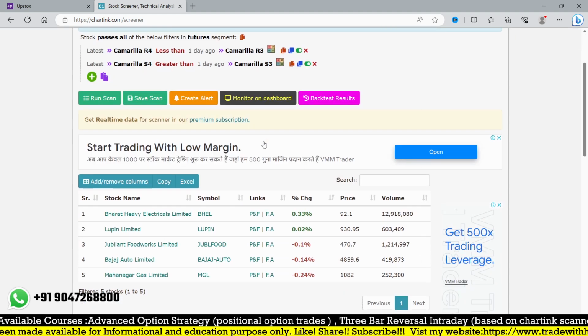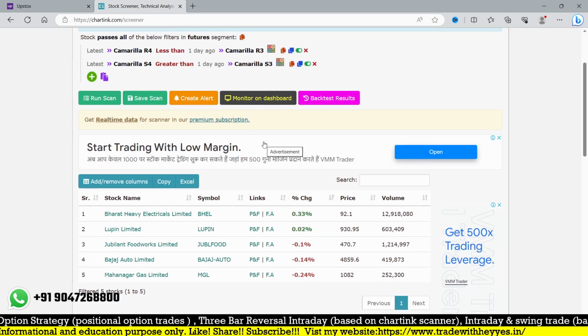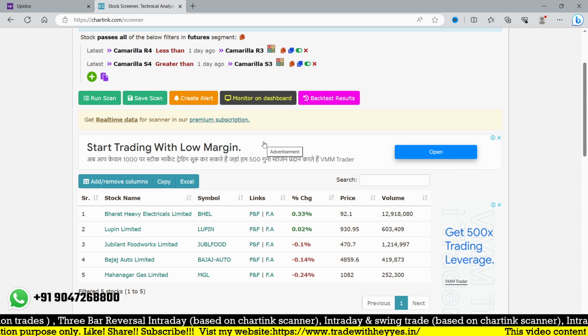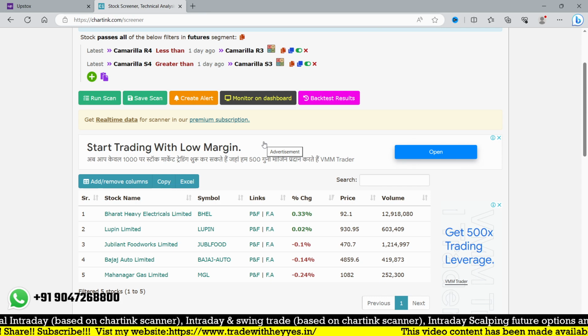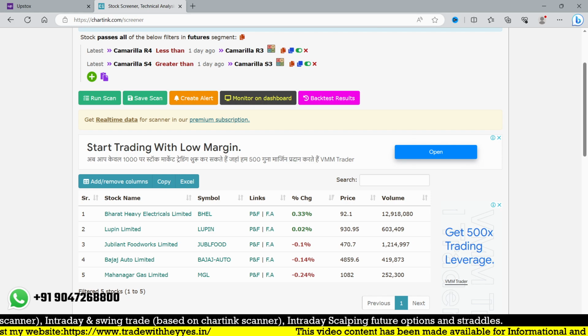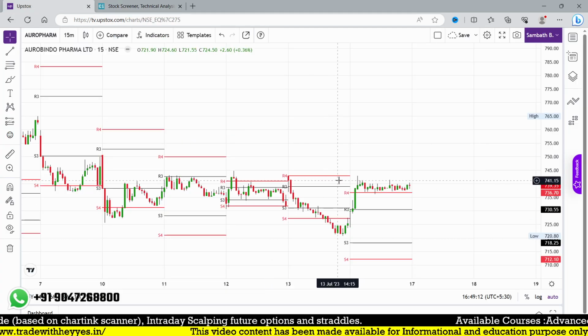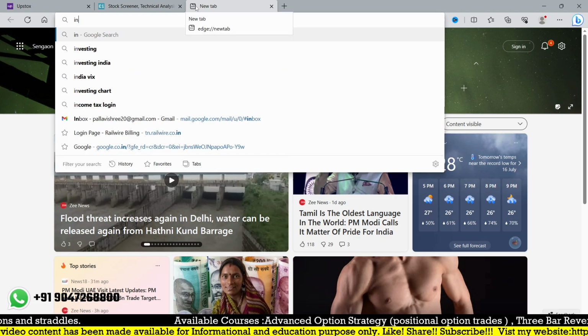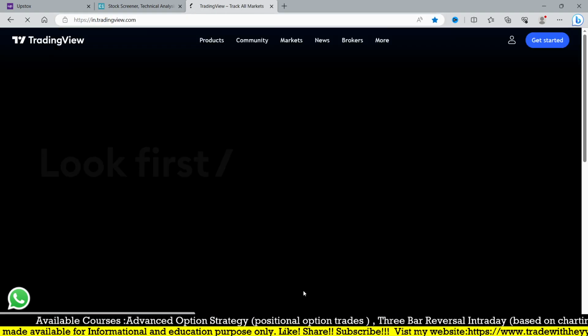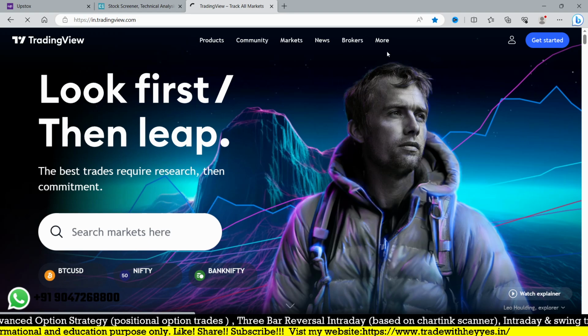Here in the live scanner: BHEL, Lupin, Jubilant Food, Bajaj Auto, MGL. These are all the stocks which we got. So here it's showing you the next day's stocks. Okay. So here in our broking platform, we can get only a few stocks, only today's. So in TradingView, there is an option called tomorrow's pivot level.